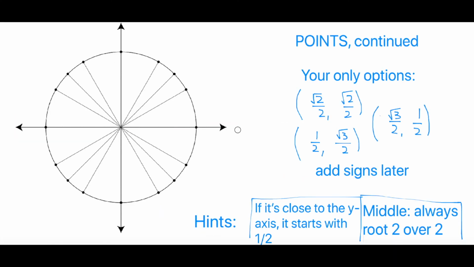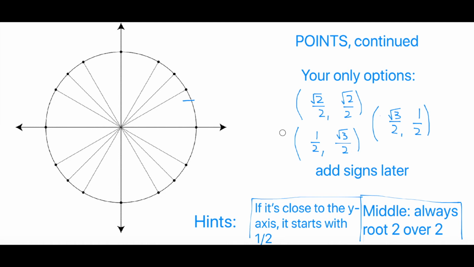Alright, the rest of the points. This is like 10 times easier than it looks, so just follow along and watch. Alright, let's start with this point. There's only 3 options: any point besides the common sense points can be one of these 12.